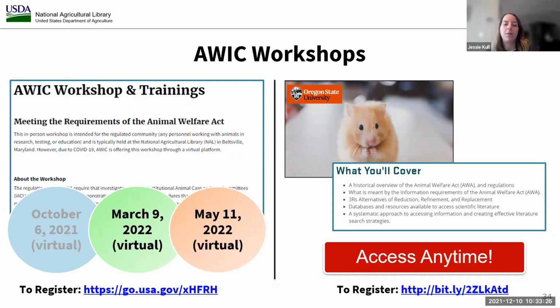And within this workshop, we do dive deeper into the Animal Welfare Act and animal welfare in the legislation. We discuss the 3 Rs in more detail. We also talk about various databases and other resources and organizations that are helpful for finding information on the 3 Rs. And then lastly, one of our main takeaways from our workshop is an improved understanding on how to conduct a literature search. So yes, we focus on alternatives, but the concepts that we teach can also be applied to any type of literature searching.